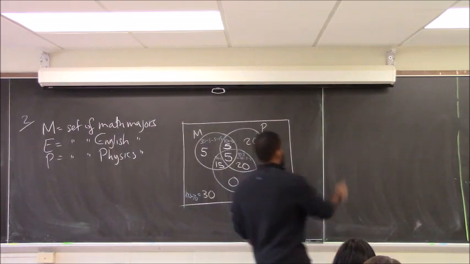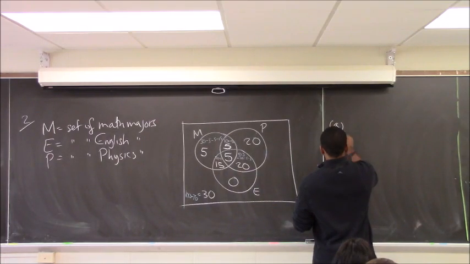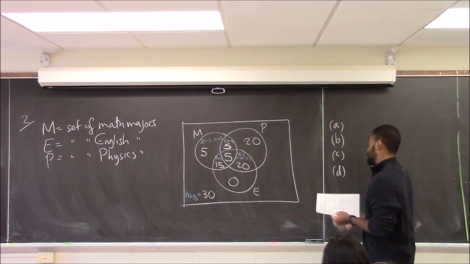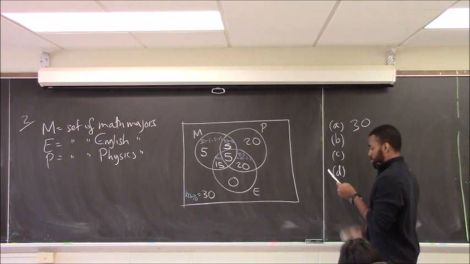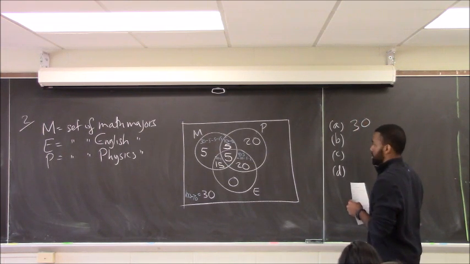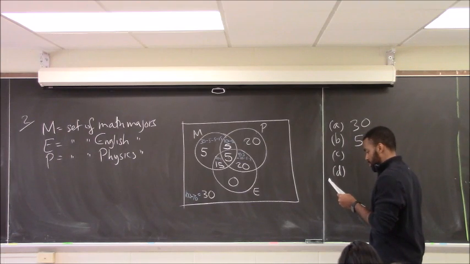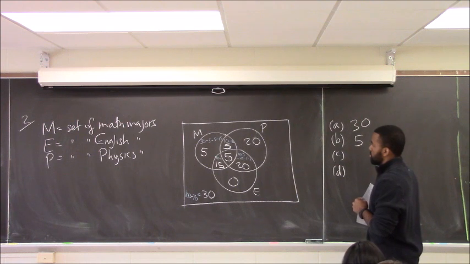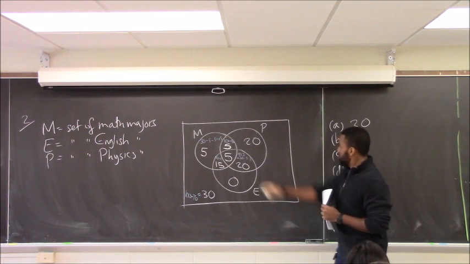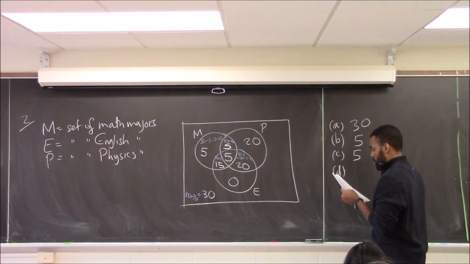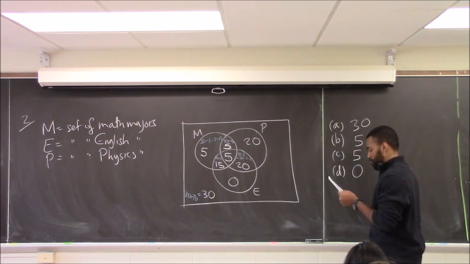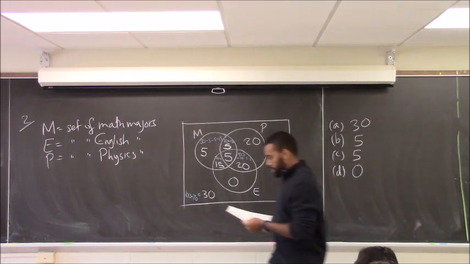So this is our fully filled out Venn diagram. And now we can start to answer the problems. How many students have no major? 30. You can see it right there. Students majoring in math only. There are 5 students in math only. How many students are in math and physics only? 5 here. How many students major in English only? No one majors in English only. Yeah, so that's the correct solution to that.